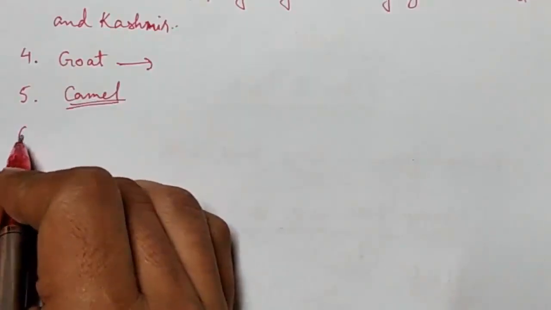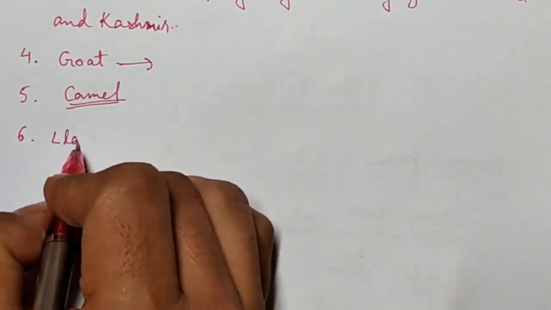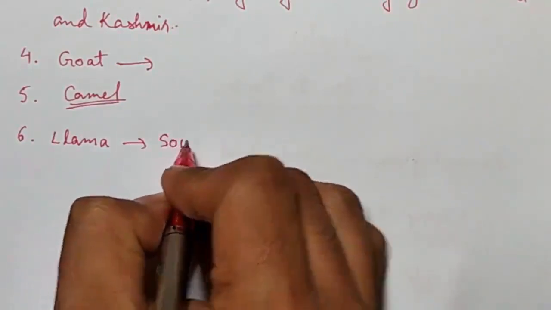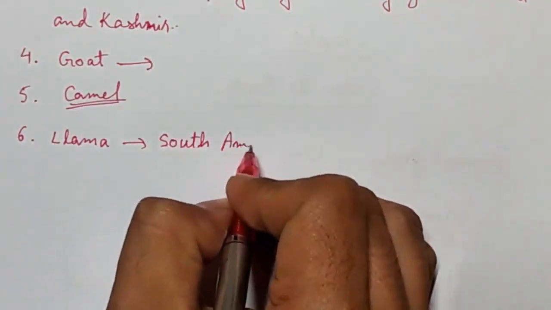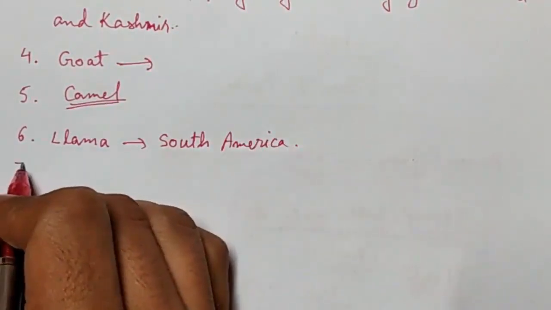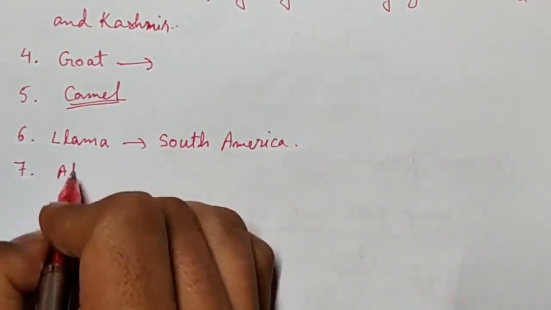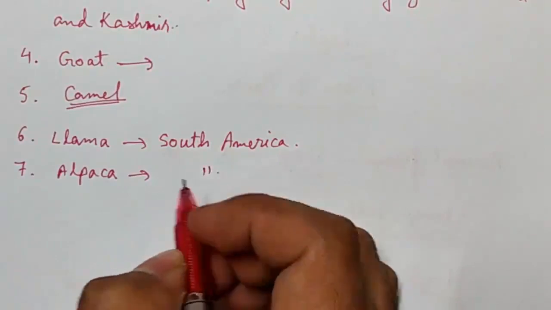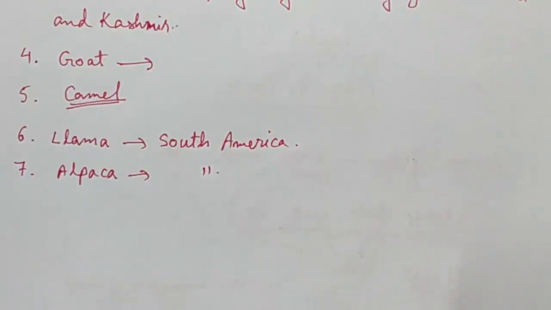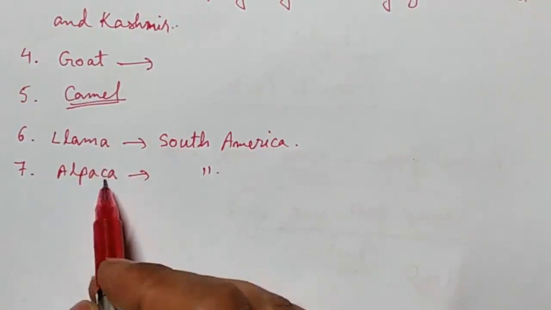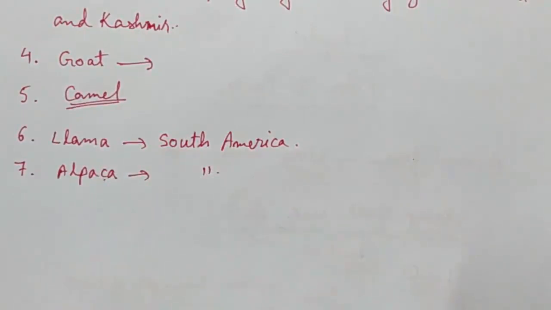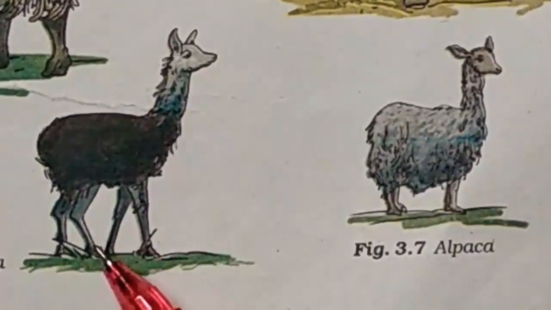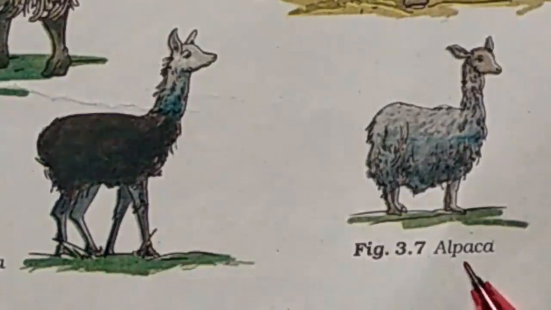The next animal is llama. It is found in South America, and the last one is alpaca. It is also found in South America. We can obtain wool from these two animals also. Let's see the picture of llama and alpaca. This is llama and this is alpaca.